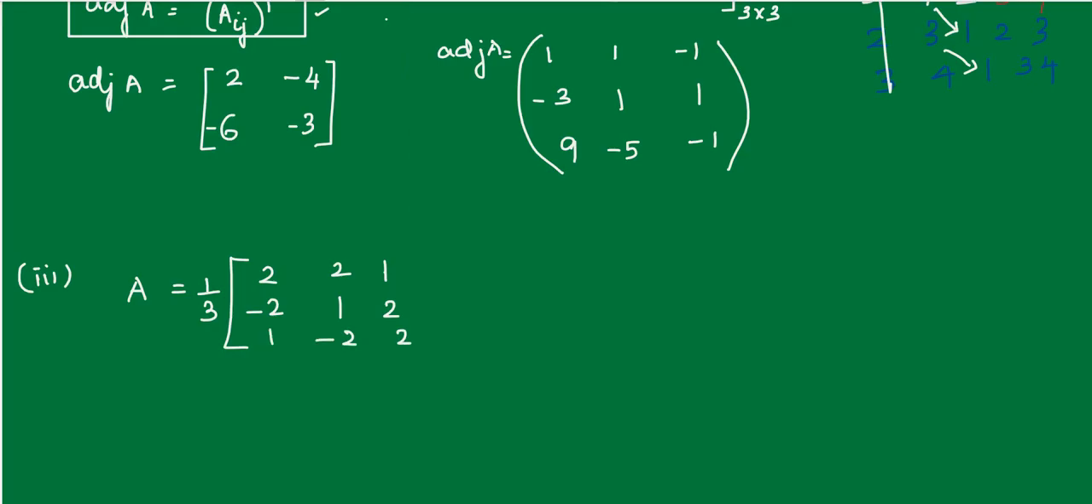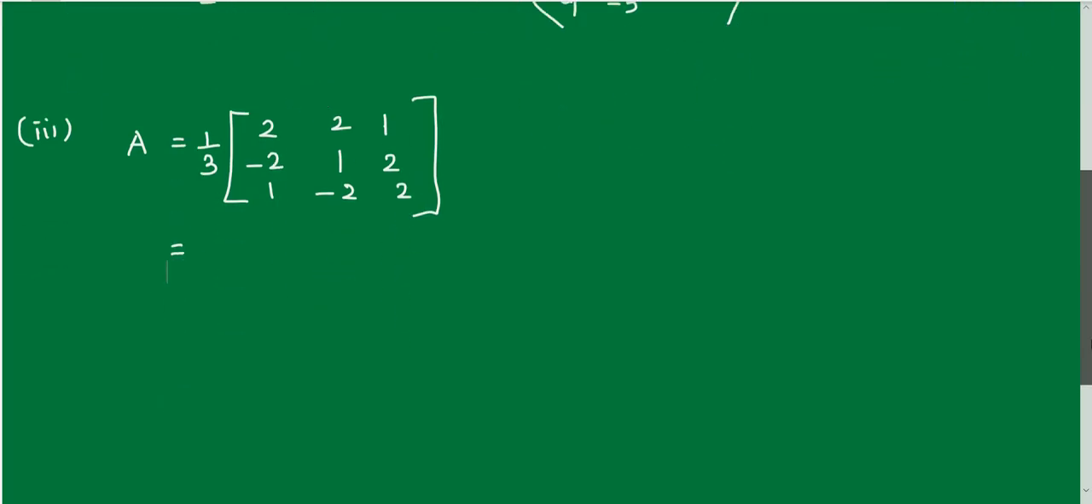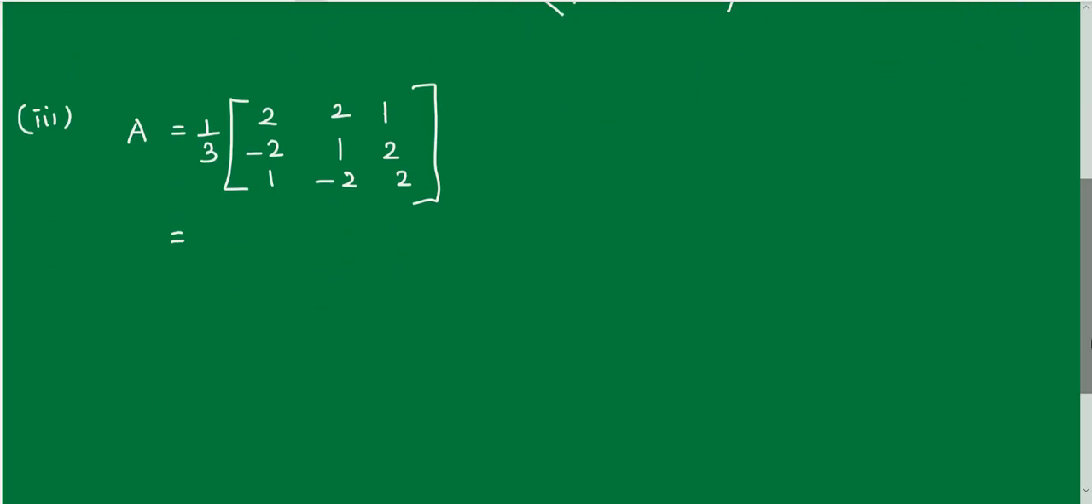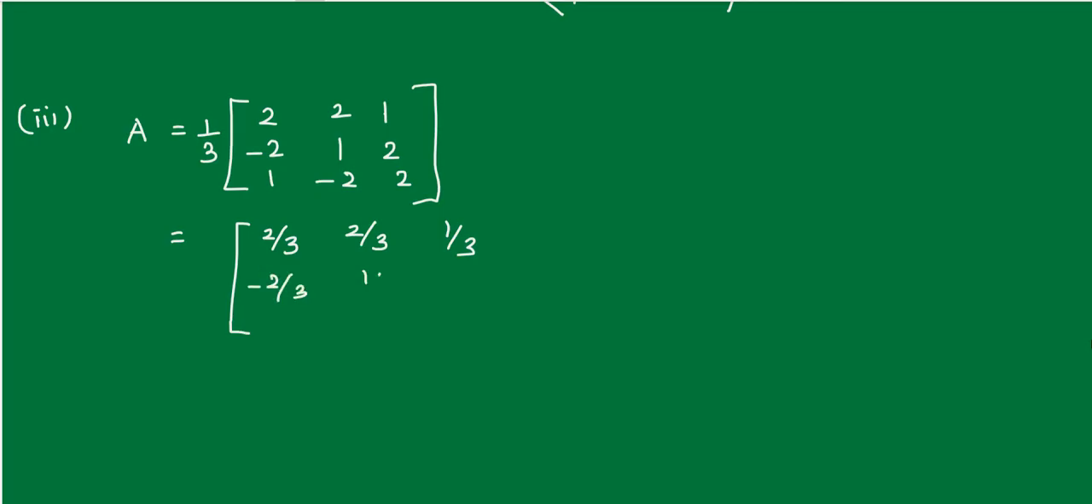Now this is equal to, we know that the given matrix has a scalar. Here 1 by 3 is considered as a scalar: 1 by 3 into the given matrix. Let me multiply 1 by 3 inside the matrix. We get 2 by 3, 2 by 3, 1 by 3. Minus 2 by 3, 1 by 3, 2 by 3. 1 by 3, minus 2 by 3, 2 by 3.